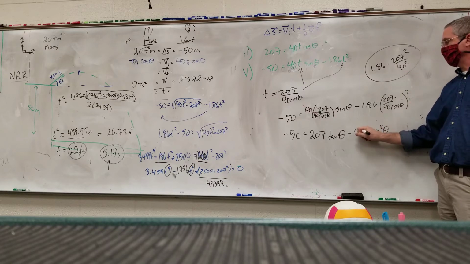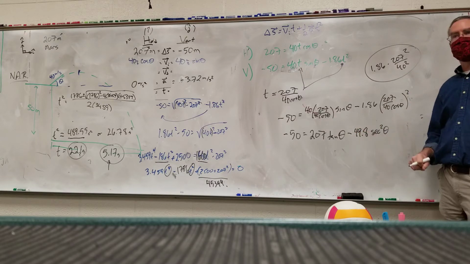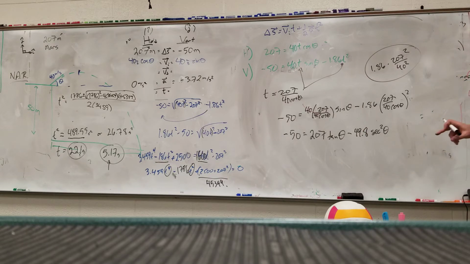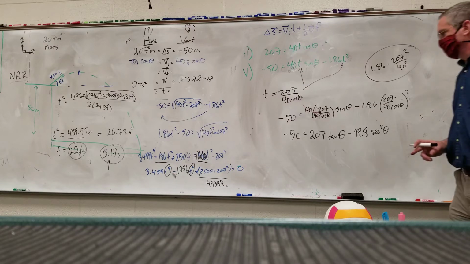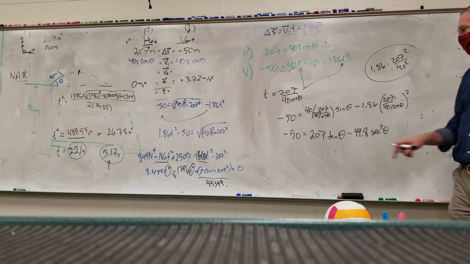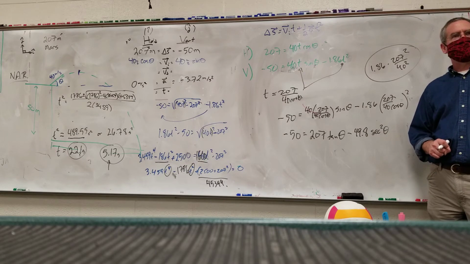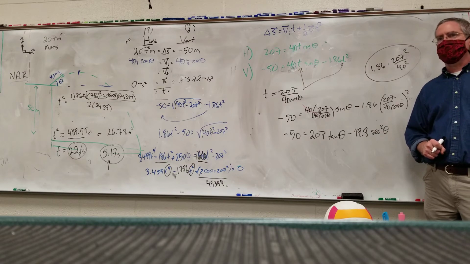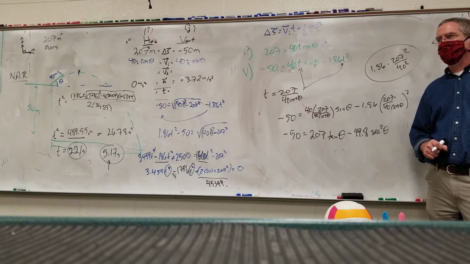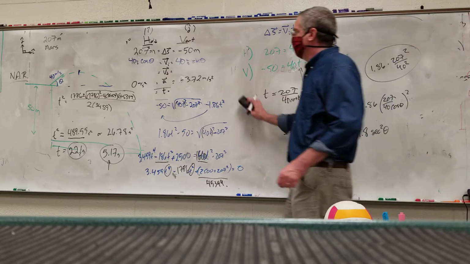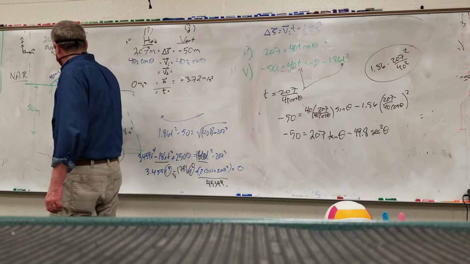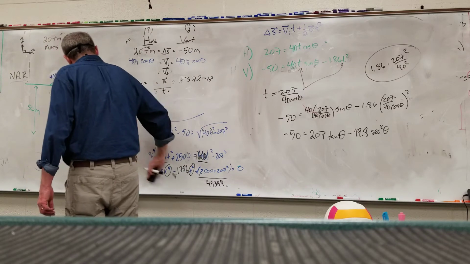49.8. Mario, was that you? Okay, 49.8. All right. So now I have an equation, a single equation in terms of a single unknown. Progress. How do we solve this? Is there perhaps a trig identity? Yes. What is the trig identity?